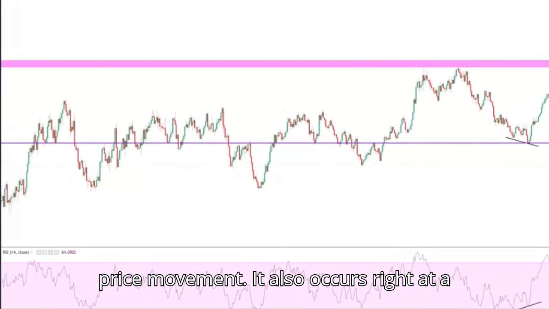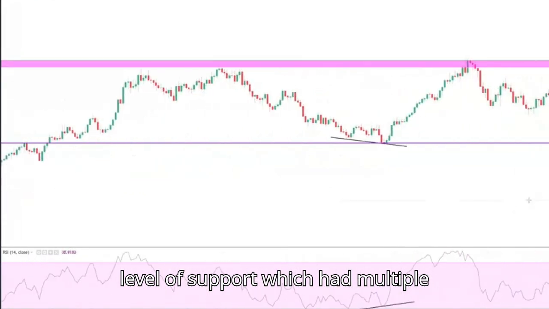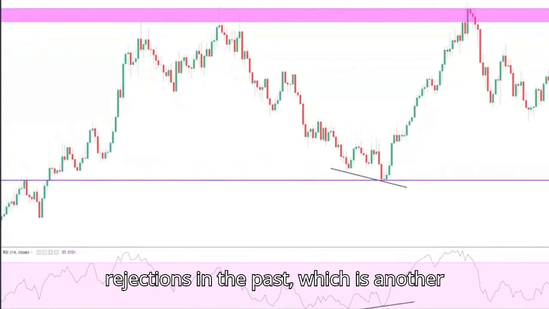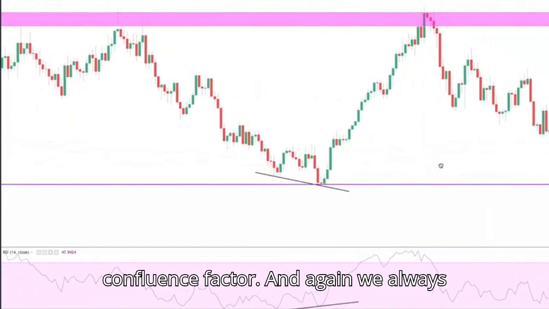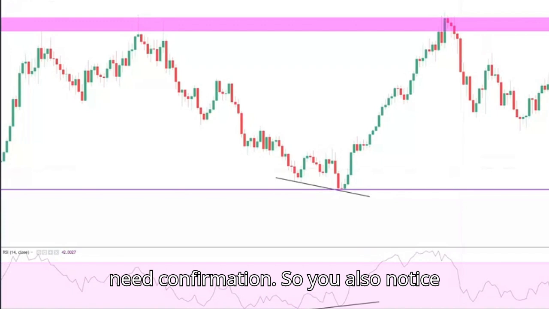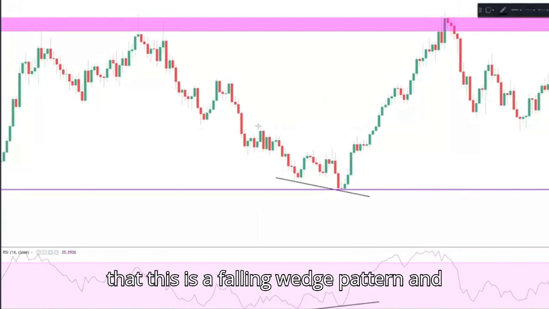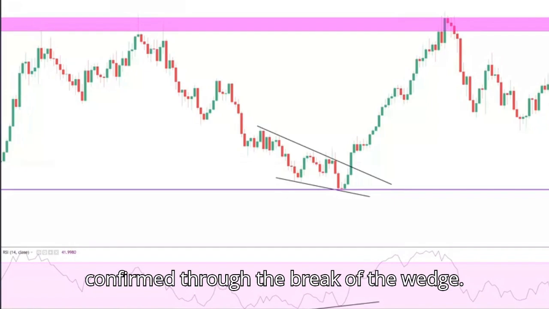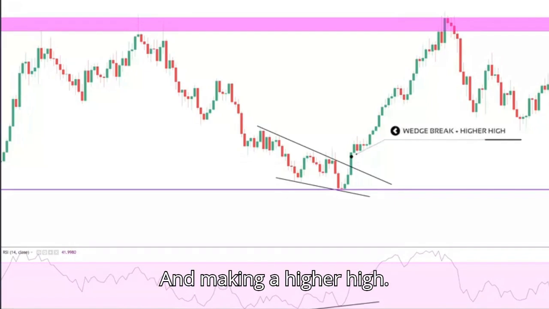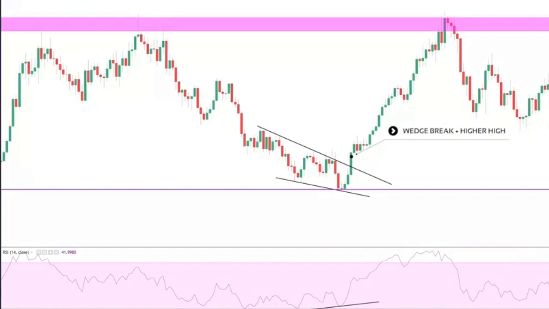It also occurs right at a level of support, which had multiple rejections in the past, which is another confluence factor. And again, we always need confirmation. You also notice that this is a falling wedge pattern, and the reversal is confirmed through the break of the wedge and making a higher high.